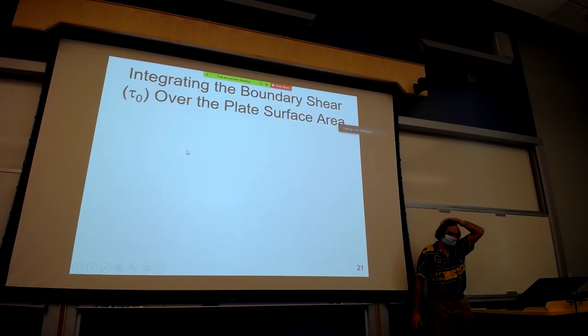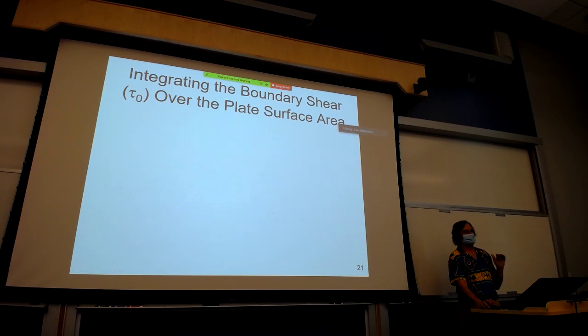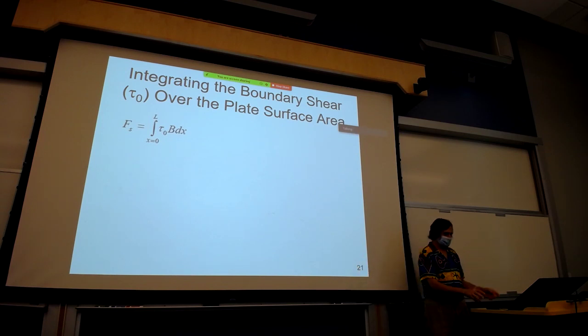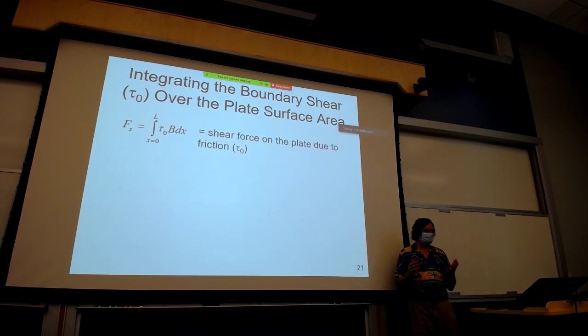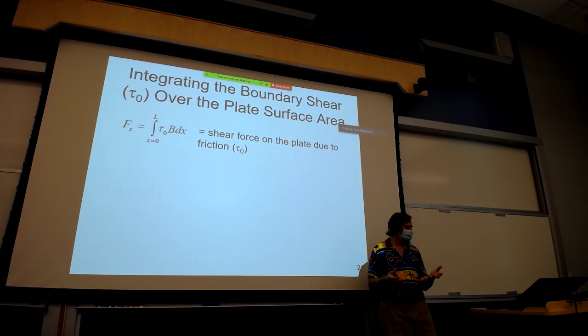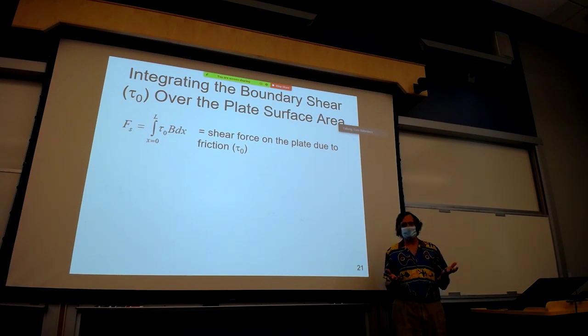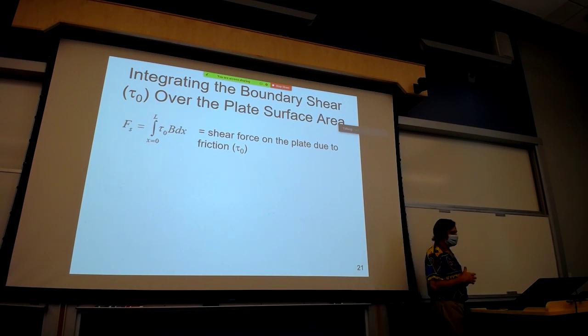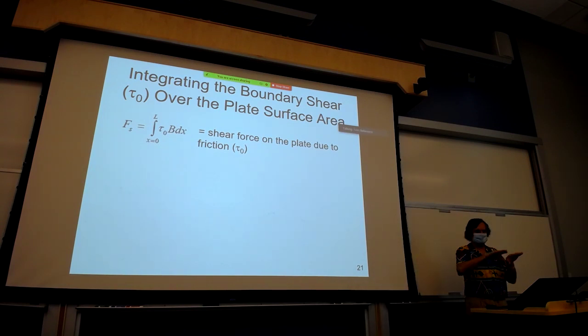However, to take it one step further, you can integrate this shear stress over the entire plate surface area. And when you do that, what you get is the shear force due to friction. This is also colloquially known as the drag force. Okay? And we're going to be talking about drag next. So when we integrate the shear stress right at the plate boundary, all over the surface of the plate, we get the resistance.